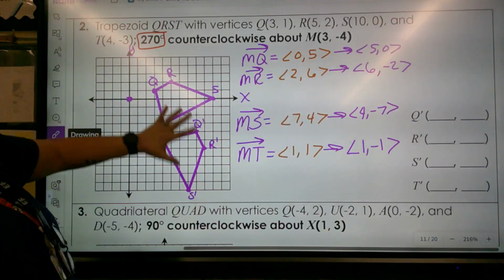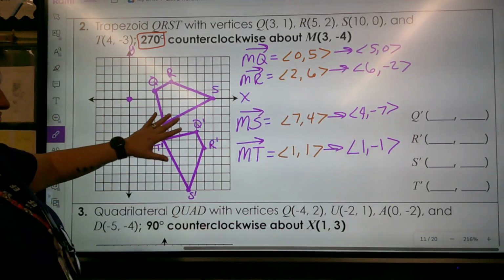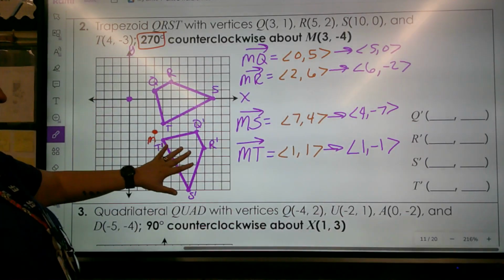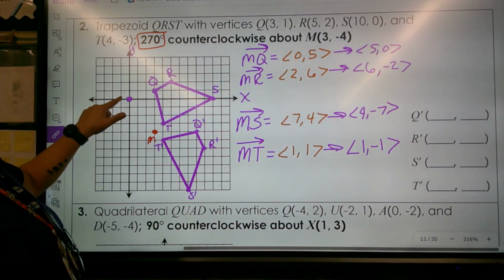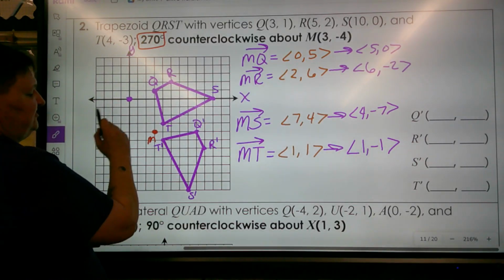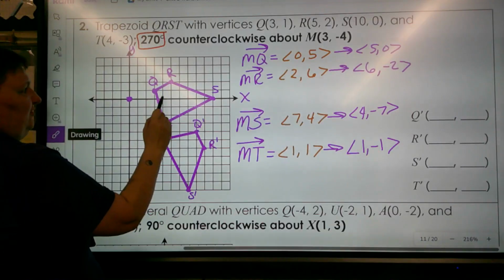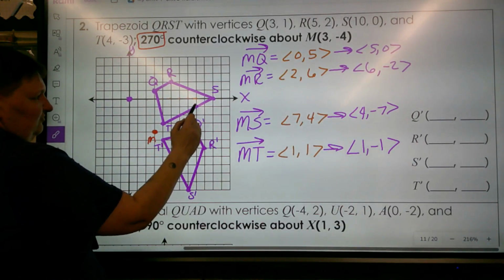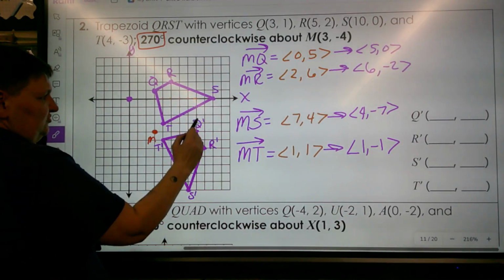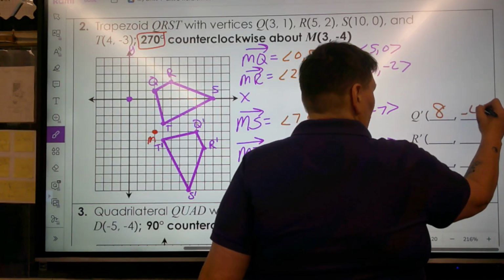All right, the last step is to use our new image, to use our primes to determine the coordinates. Coordinates always start at the origin. So to get to Q prime, we had to go 1, 2, 3, 4, 5, 6, 7, 8 blocks to the right, and 1, 2, 3, 4 blocks down. 8 blocks to the right and 4 blocks down.